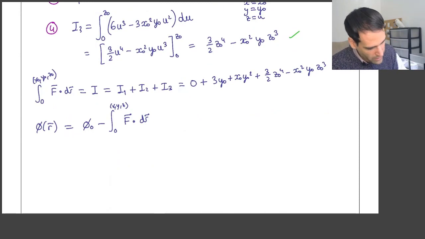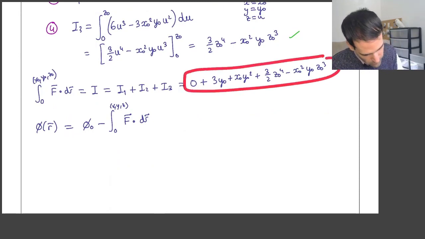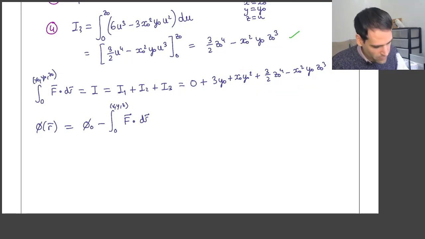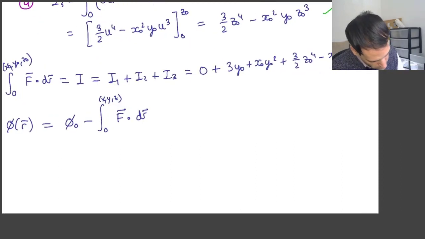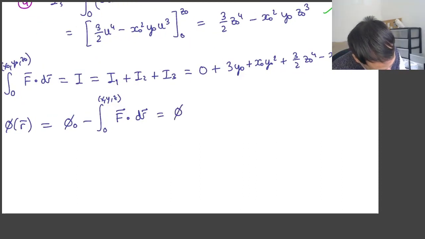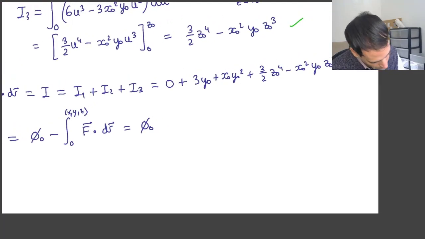But after we know the analytical solution between 0 and x0, y0, z0, we can now just drop the subscripts, because that will be the integral from 0 to any point x, y, z. So therefore, this will be equal to phi 0, and now minus all of this, but without the subscripts.